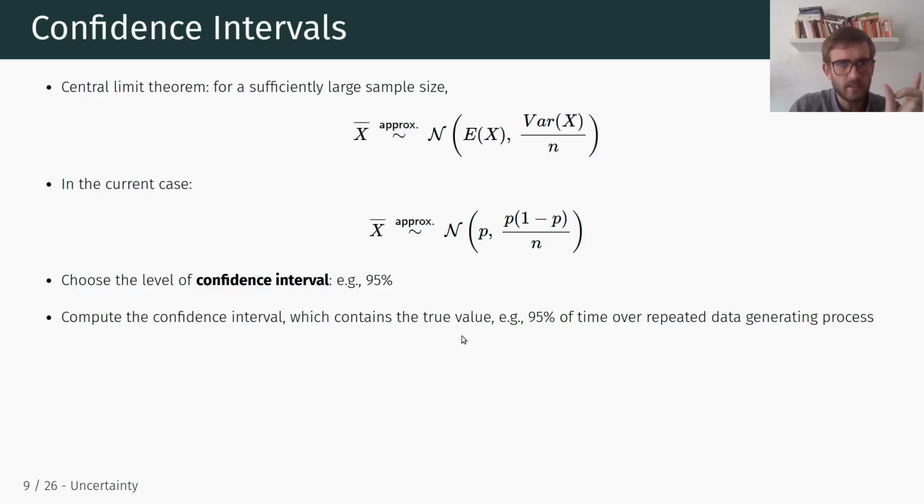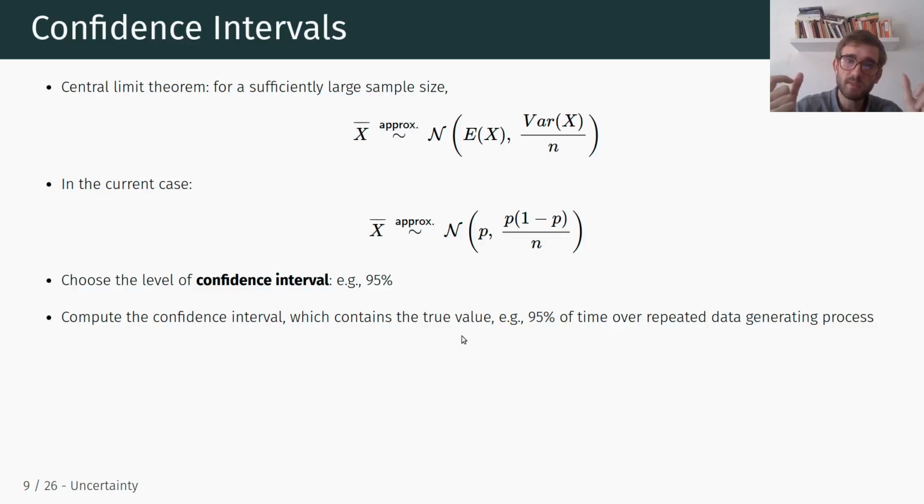This seems like a subtle difference, but it's an important one. That does not necessarily mean that the probability that our individual confidence interval for our specific sample has a 95% chance of including the true value. It's a different statement. You can think about it this way: the 95% is purely a statement about the repeated data generating process, and 95% is just the proportion of times that this interval contains the true value or not.